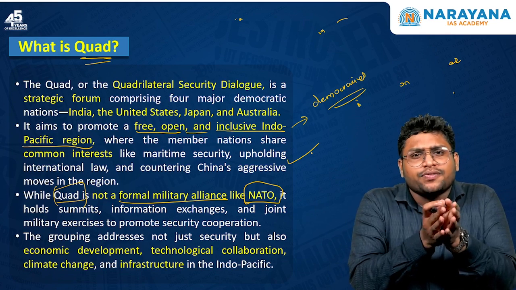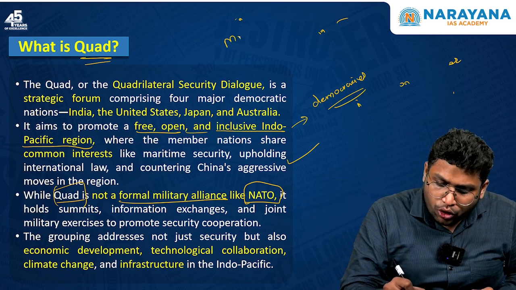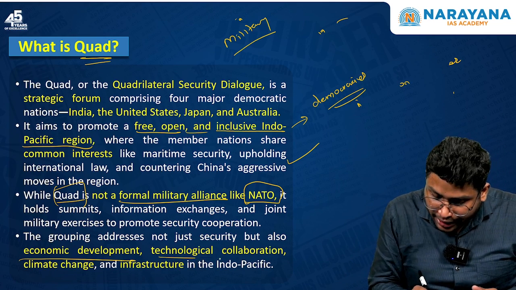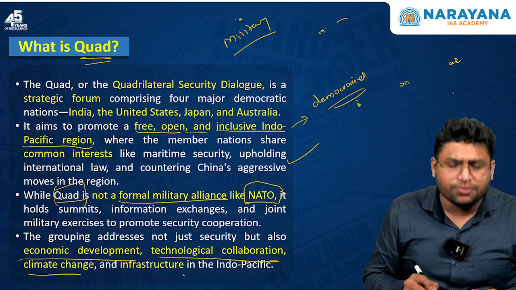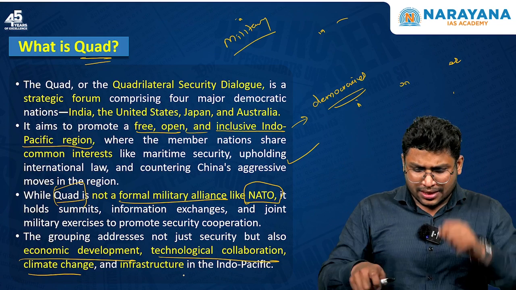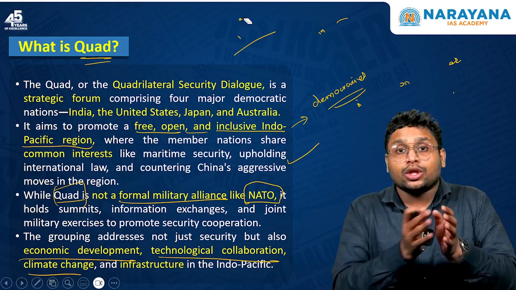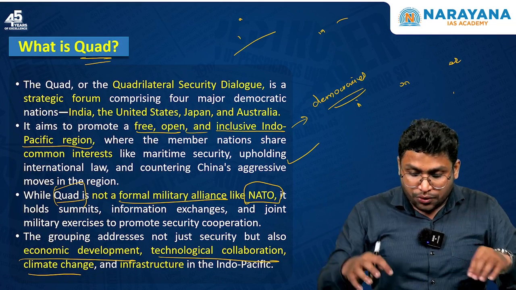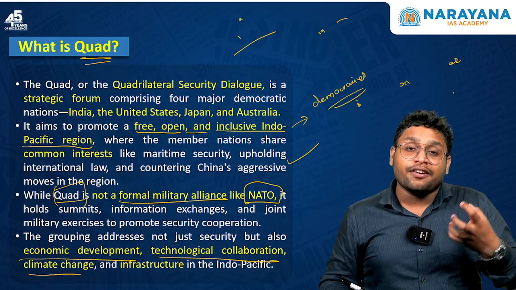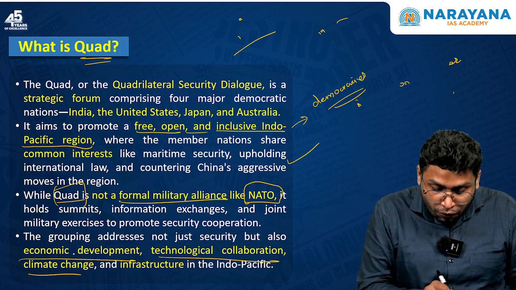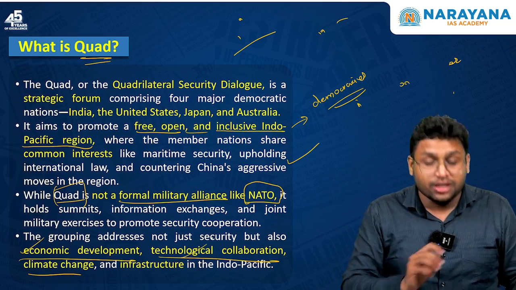Rather, Quad is very much broad. It talks about military to some extent. It also talks about economic development, technological collaboration, climate change, infrastructure, so many things. See, the point is, China is going ahead. China is growing in all these aspects. So these four countries are trying to ensure that we become independent. We do not remain dependent on China altogether for any of these things, economic, technological or any other thing.